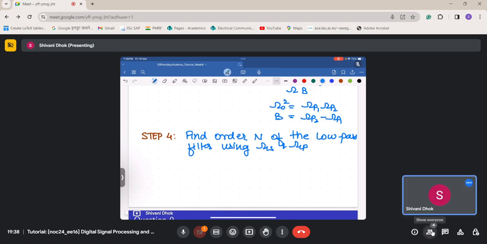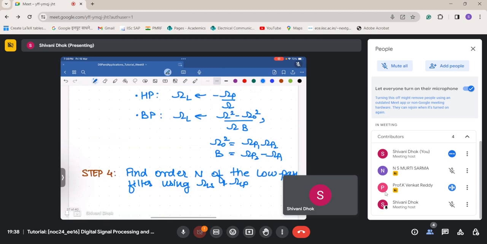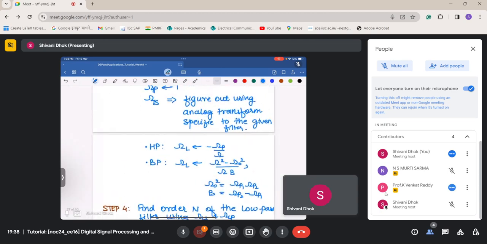Any questions? Madam, in step 3, you have to write for band stop also, no? Band stop is not yet covered, sir. That will be covered in the next week. Okay.